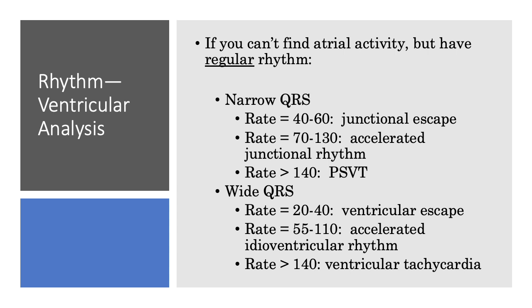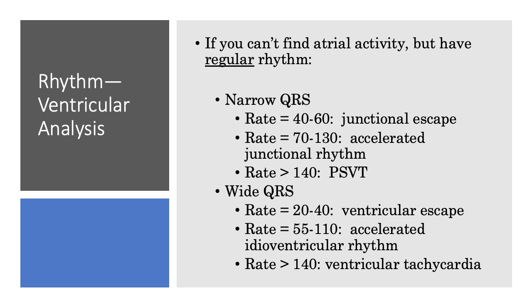So if I can't find any atrial activity at all, so I don't think I can find any bouncy baseline that would go along with atrial fibrillation, and I can't find any discrete P waves, then I would next move on to a ventricular analysis. I would only do this analysis in the situation where I cannot find any atrial activity.